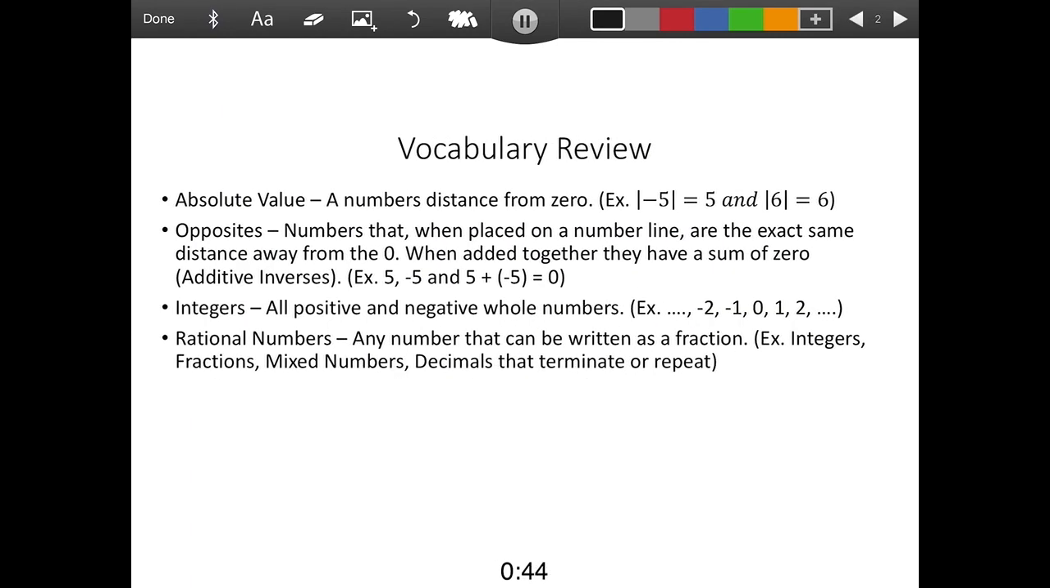So a little bit of review again is absolute value. Remember, we always have to know what absolute value is. It is the number's distance from 0. So remember, it's how far a number is located from 0.